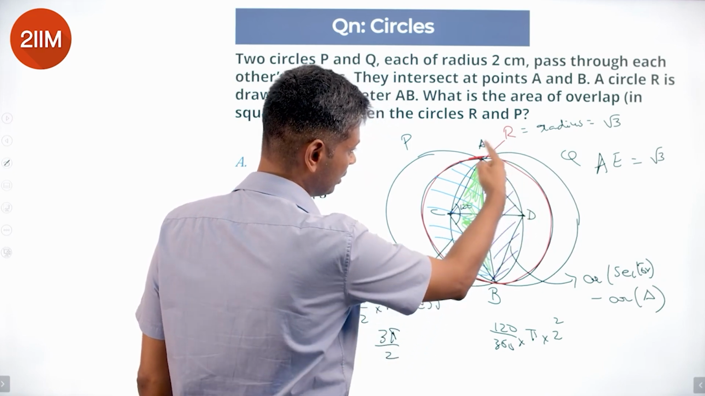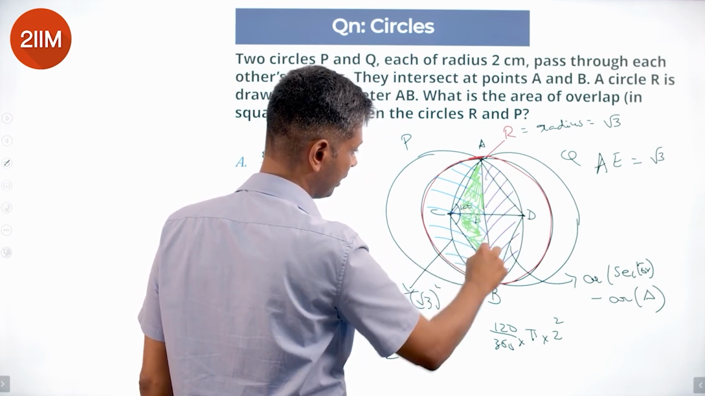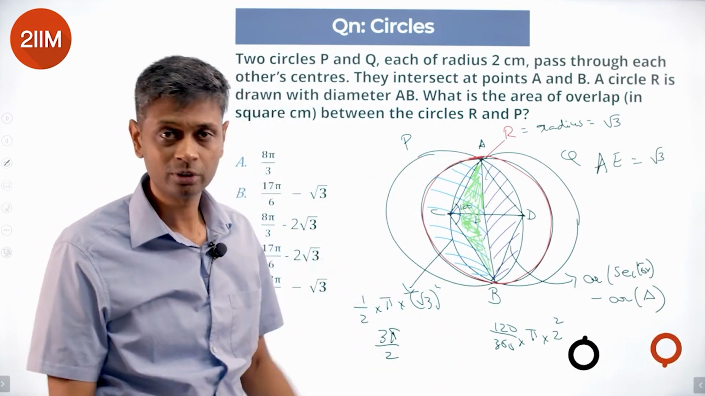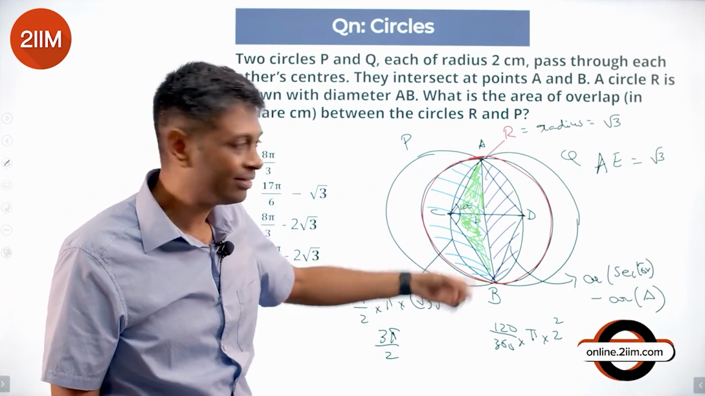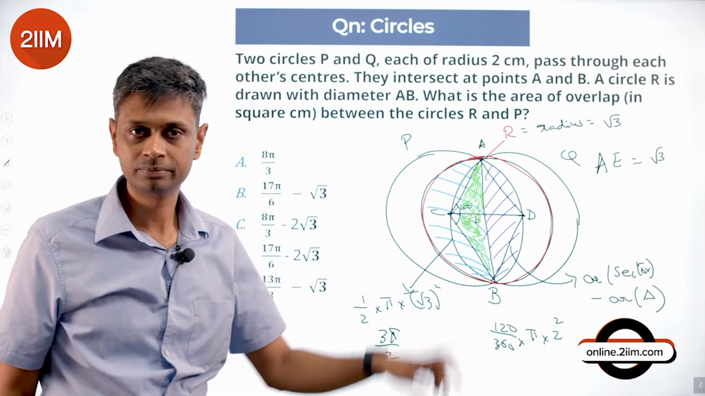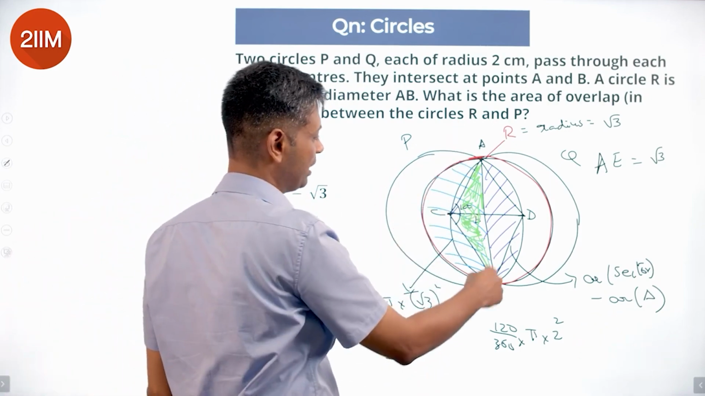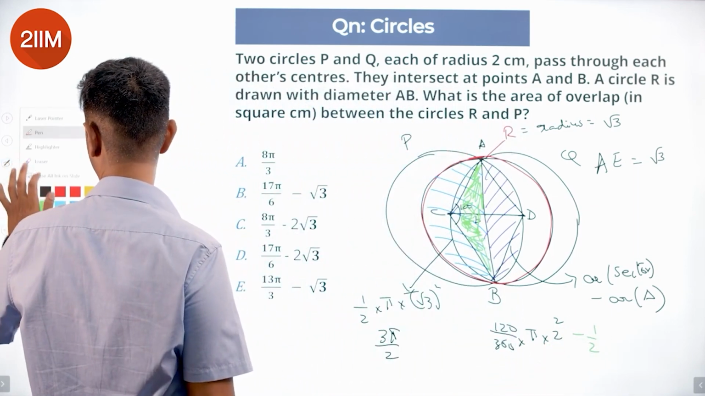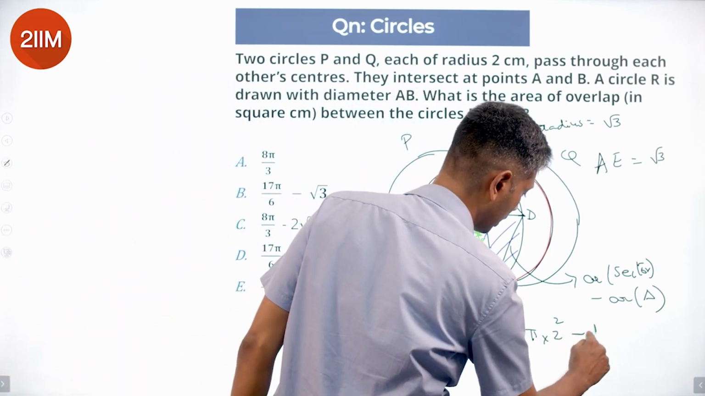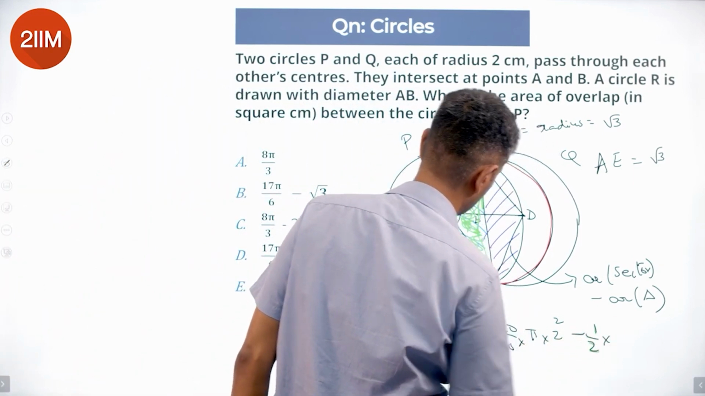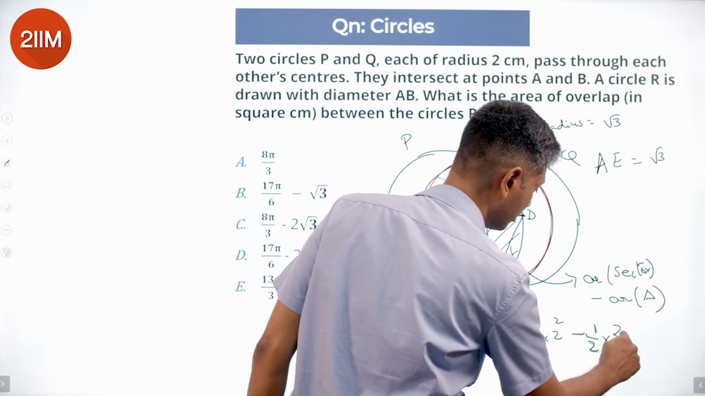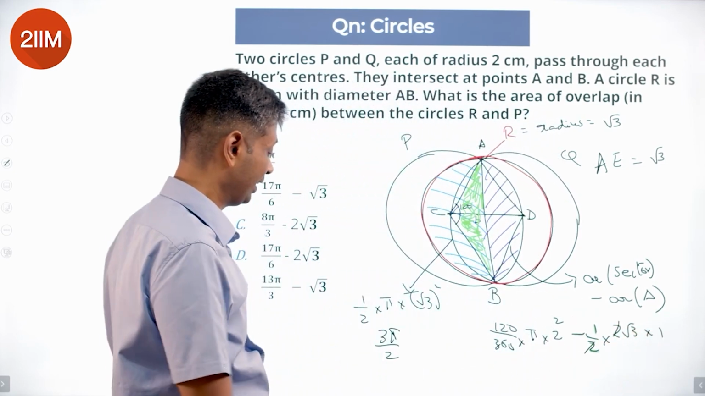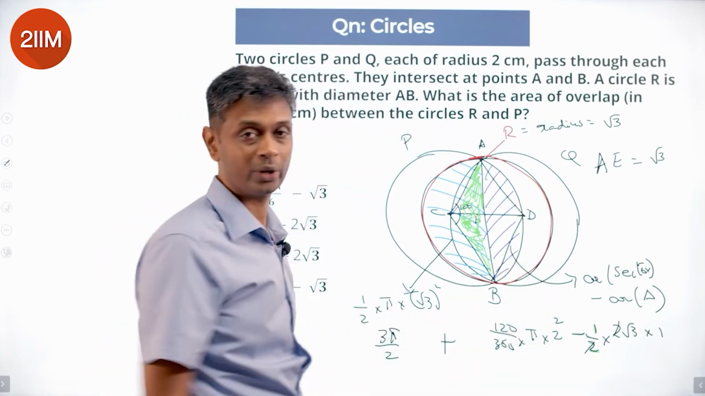This segment is this sector minus this triangle. What is the formula I use? Half into base into height. AB is 2 root 3, so half into 2 root 3 into 1. Sorry, AB is 2 root 3 into 1. This is root 3. So I need to add the semicircle to this to get our answer.